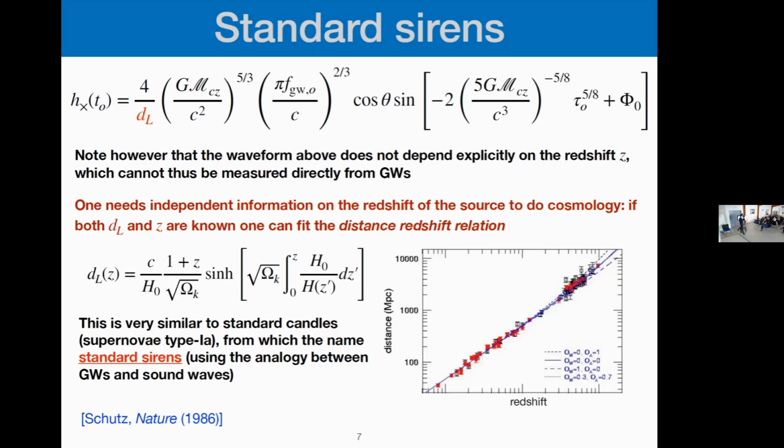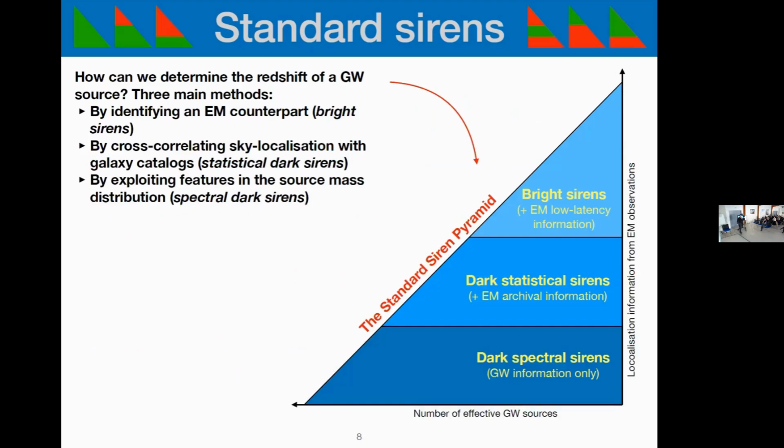If you are used to what supernovae do, this is exactly the same thing. The main difference is that with gravitational waves, we have the luminosity distance for free, but we struggle to get the redshift. With supernovae, it's the other way around: we get the redshift almost for free, but we need a bit of work to get the luminosity distance. So how do we get the redshift? This is the main point. We get distance from the gravitational wave source, and we need a redshift measurement to do cosmology.